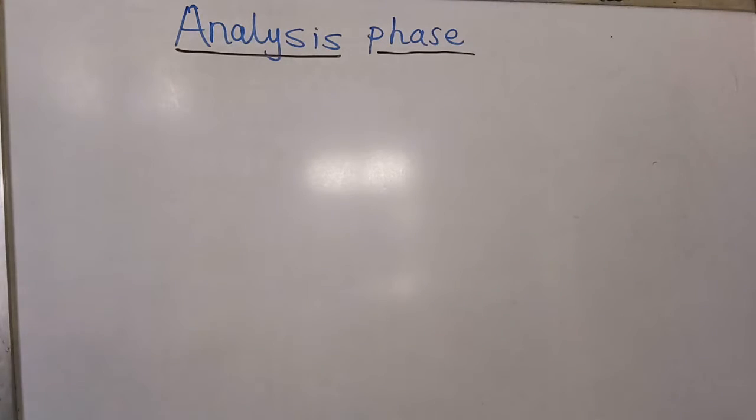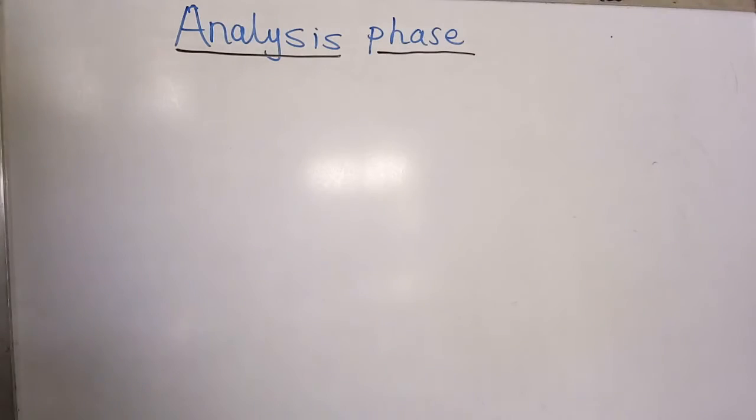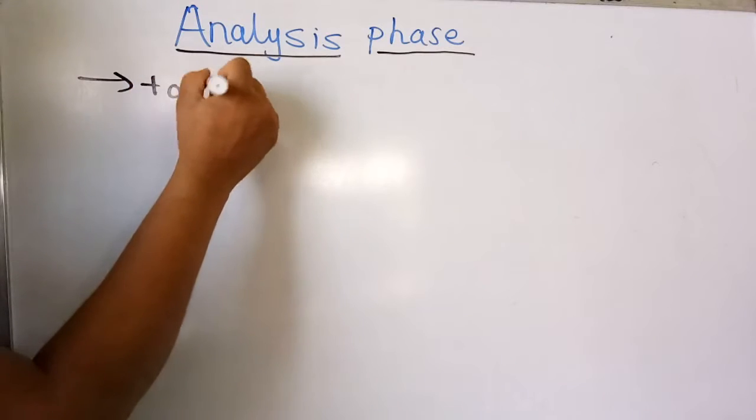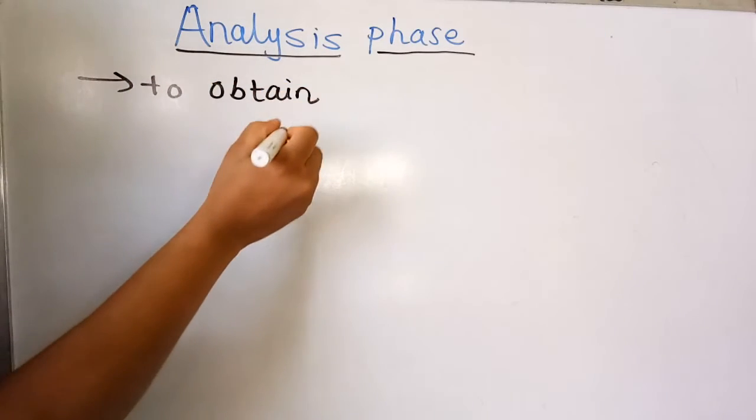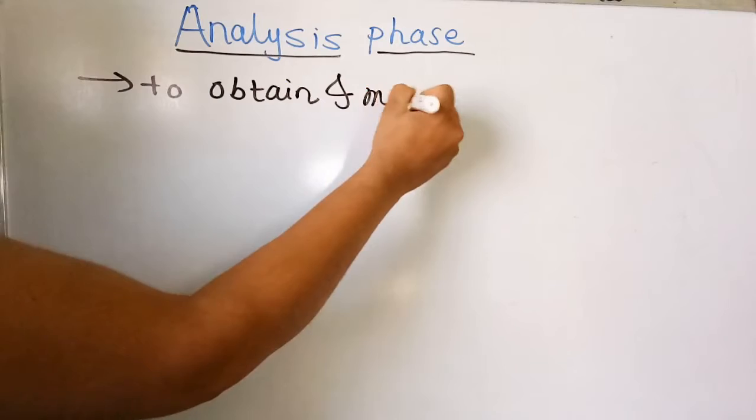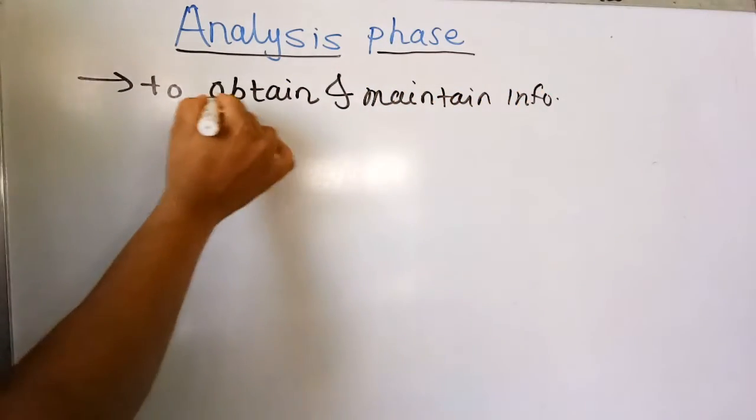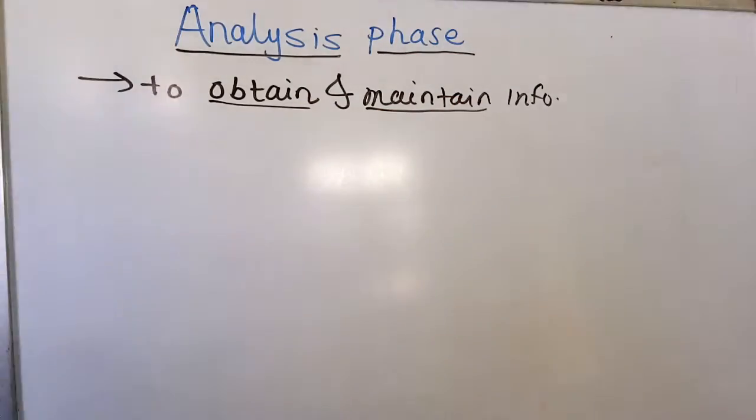Analysis is the most important phase from the assembler's point of view. What does this analysis phase actually mean? It determines the processing needed to obtain and maintain the information. Why is the analysis phase important? It is used to obtain and maintain the information. Okay, but how do we obtain and maintain the information? We have to see these terms in detail.